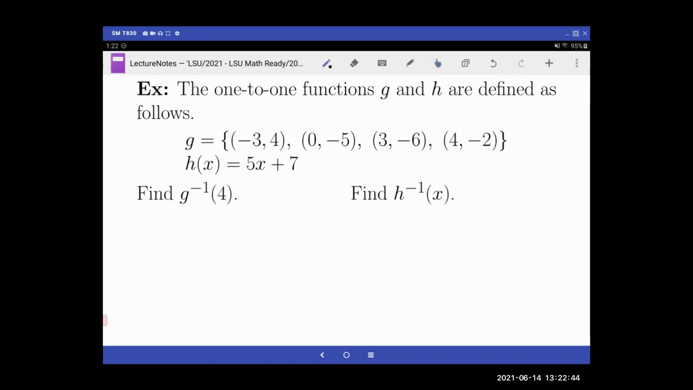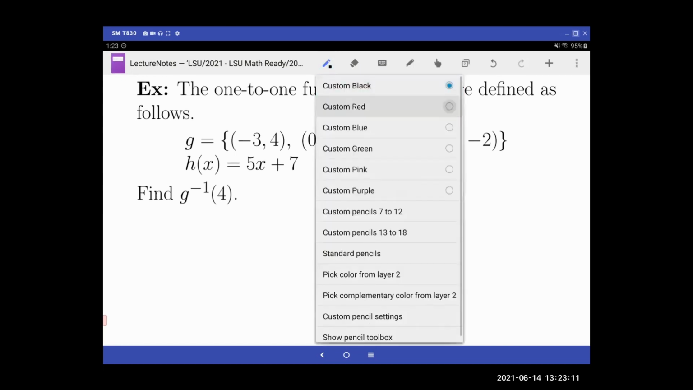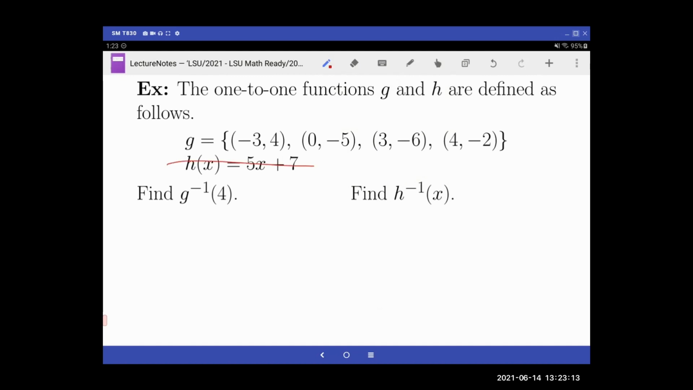Okay, a few more questions, and these actually are going to come from Alex. You'll see this is not too bad, but it's a good idea to look at this question and really think about what it's saying. So the one-to-one functions g and h are defined as follows. These are two one-to-one functions. It says find the inverse of g. So we're ignoring that bottom one for now. We're focusing on the top one.